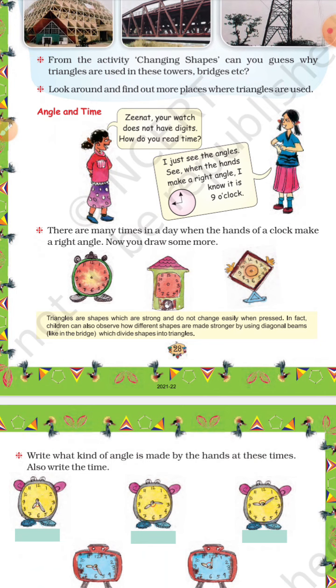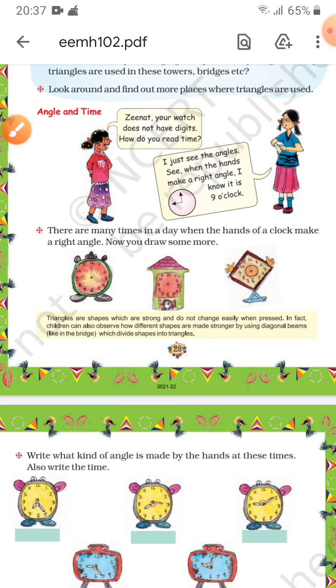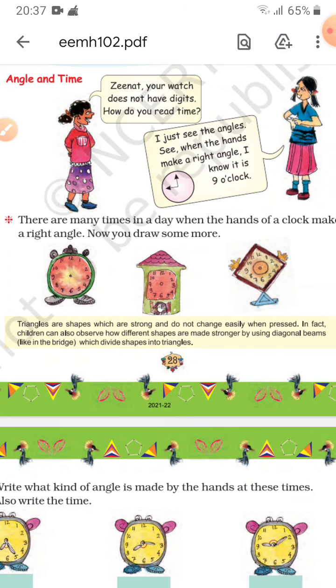Now here we are discussing angle and time. Here you can see that two girls are talking to each other. This girl asks Jinath, your watch does not have digits. How do you read time? The girl Jinath replied that she can see the angles when the hands make a right angle, and it is 9 o'clock. There are many times in a day when the hands of a clock make a right angle.